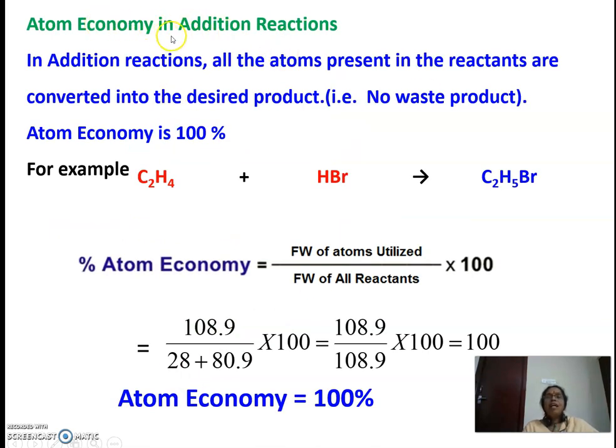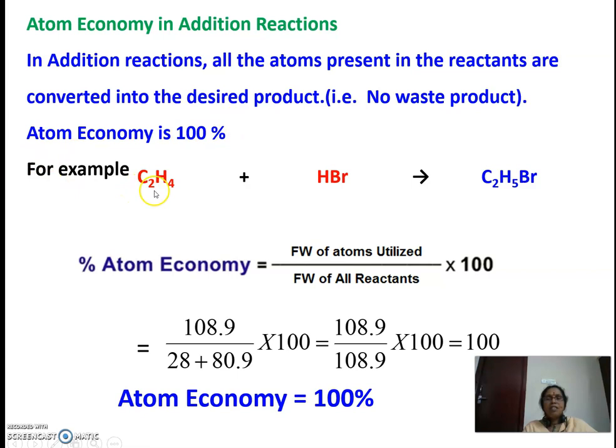Atom economy in addition reactions. We know that in addition reactions, all the atoms present in the reactants are converted into the desired product. There is no waste product at all. And hence, atom economy for an addition reaction is always 100%.